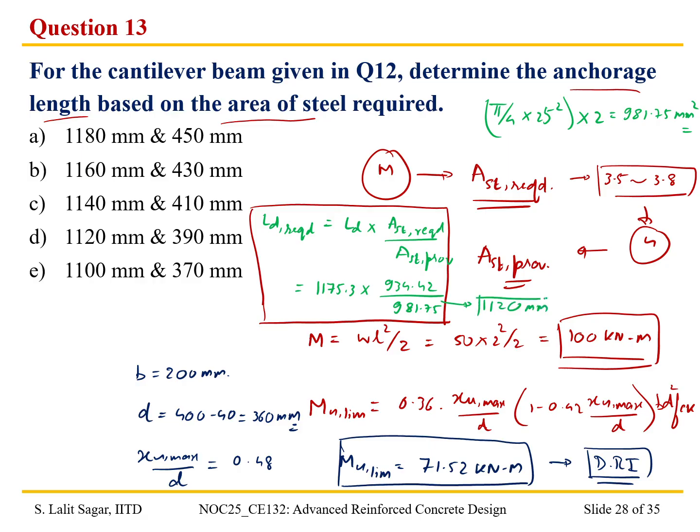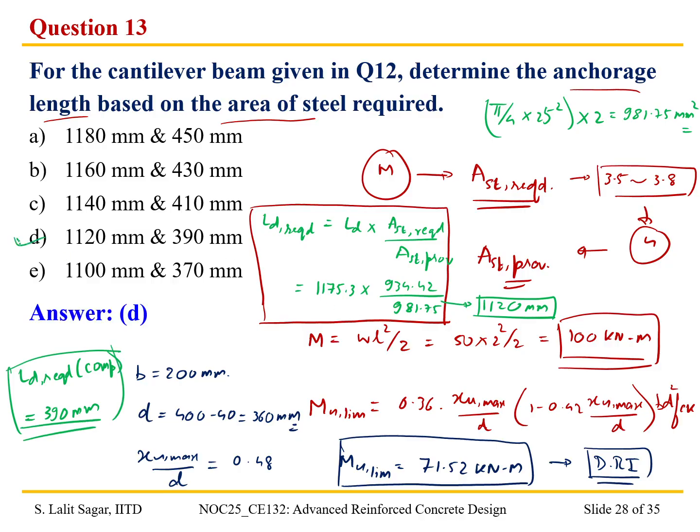So we can carry out the same exercise for LD required in compression. LD required in compression will give me a value of 390 millimeter. You may please verify that. So LD required in tension and compression are 1120 and 390. So option D is the correct response.